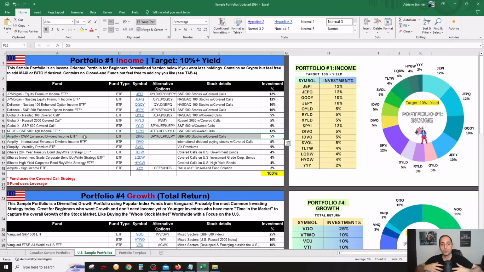So, in my opinion, the best stuff on the US is really the indexes. And I think index investing is really perfect for beginners, whether it's growth or income.